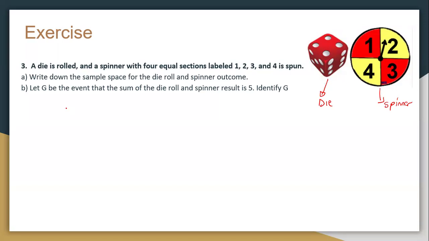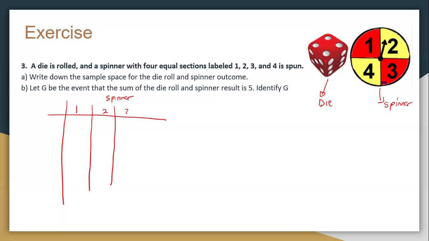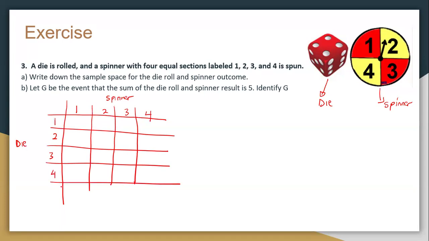So when you are drawing your table, you can have your table drawn like this, whereby this way I'm going to have my spinner, which has digits 1, 2, 3, and 4. Then this way I'm going to have my die, which has sides 1, 2, 3, 4, 5, and 6. So this is our simple table that we have.